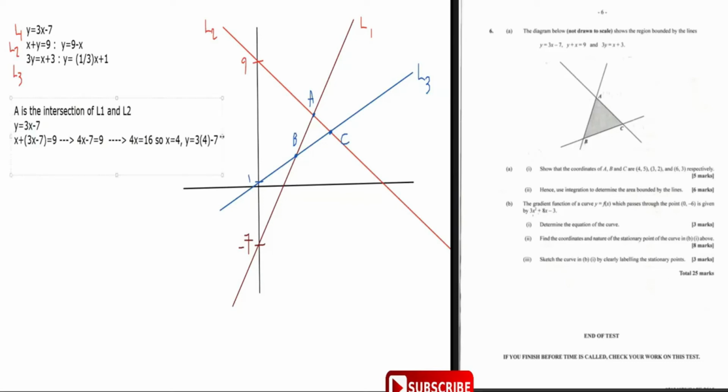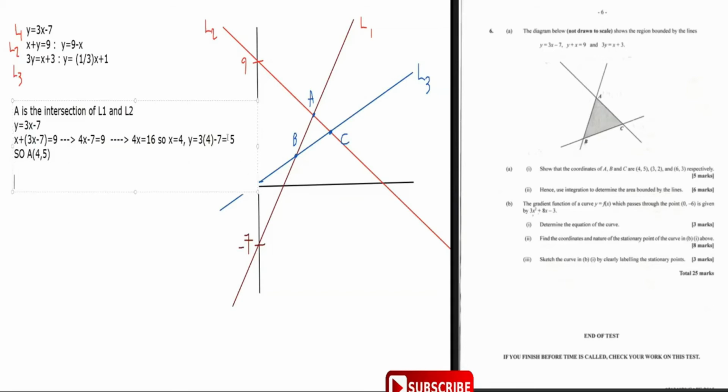And what is 3 times 4 minus 7? When you work that out, 3 times 4 minus 7 is 5. Is that the point A? A is 4, 5. Let's check it. Yes, we get it. And so A is the point 4, 5.